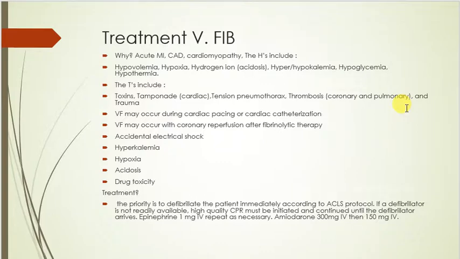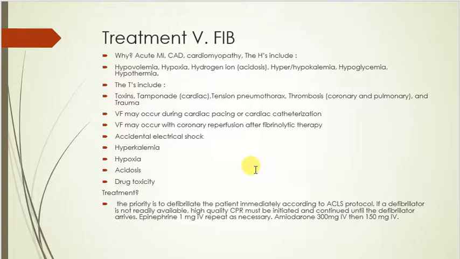which would be an MI, or pulmonary thrombosis, which would be a pulmonary embolism, or trauma. And typically VFib may occur during cardiac pacing or cardiac catheterization because they're irritating the heart. We may see VFib occur with coronary reperfusion after fibrinolytic or thrombolytic therapy, like we talked about before. We also see it with accidental electrical shock, hyperkalemia, acidosis, and drug toxicity.